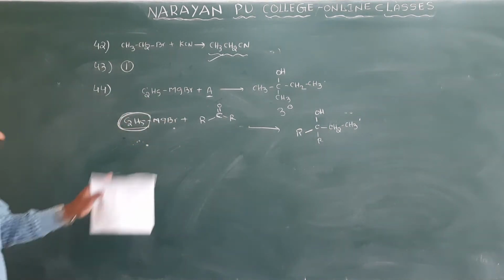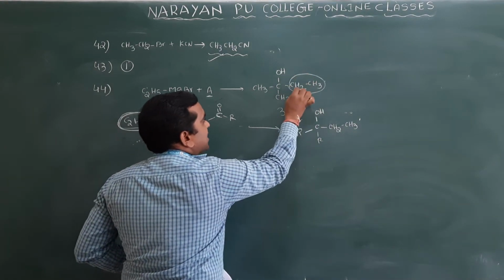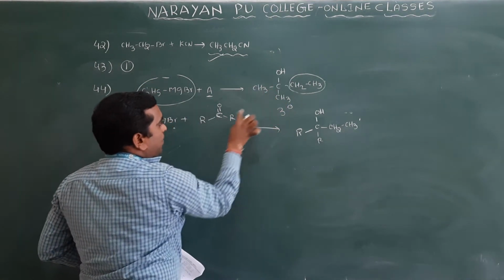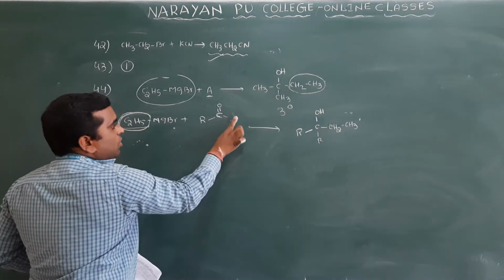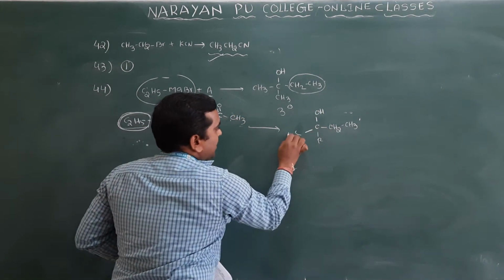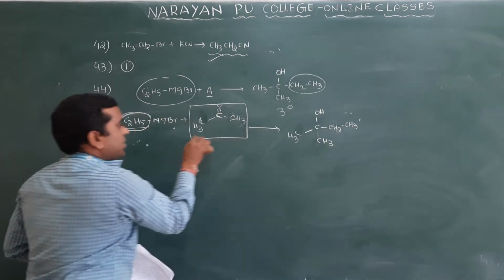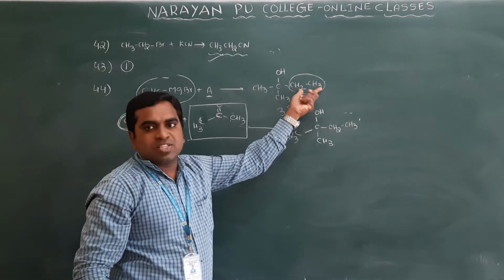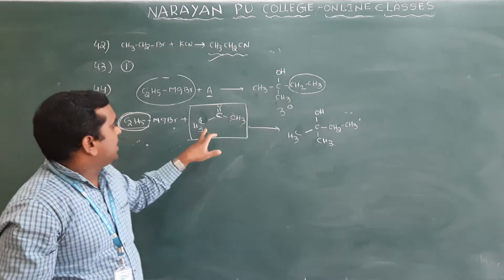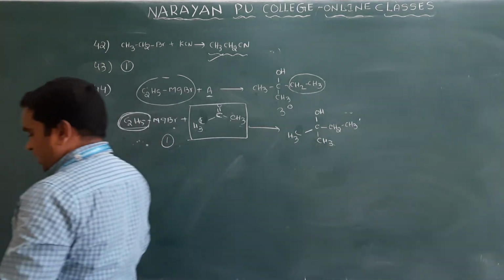How to write? Clear? Now see in this one, another group is the ethyl group. This ethyl group has come from which one? Grignard reagent. Means the remaining two R groups belong to the ketone, CH3 and CH3. So this alkyl group is from the Grignard reagent, and these two groups belong to the ketone. So the ketone is CH3COCH3. That is your option 1, which is correct.